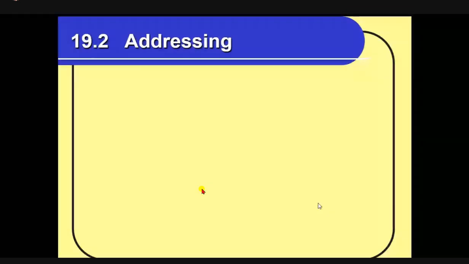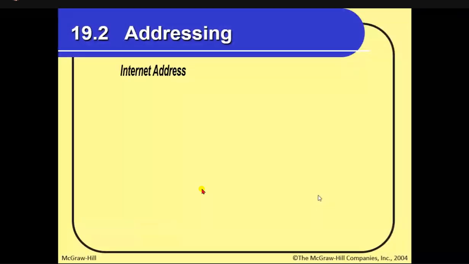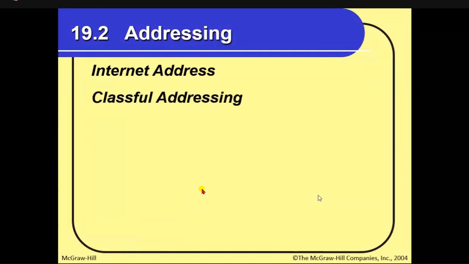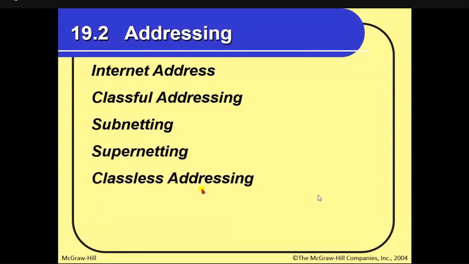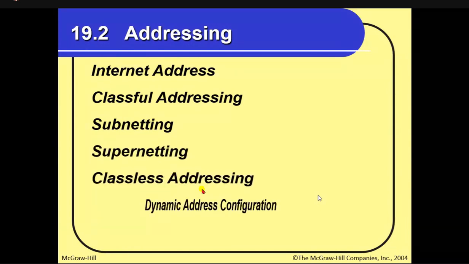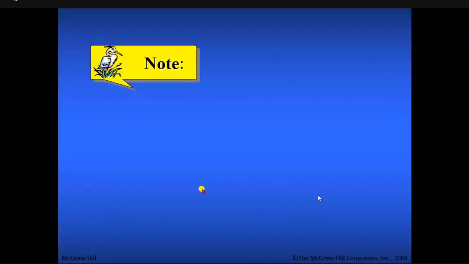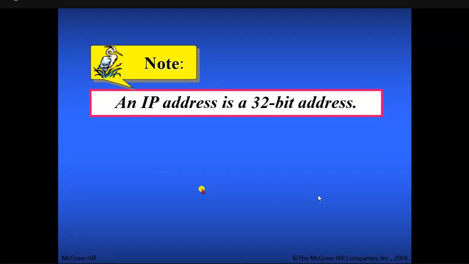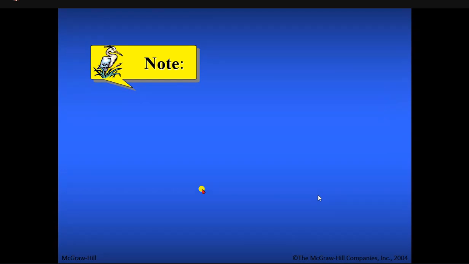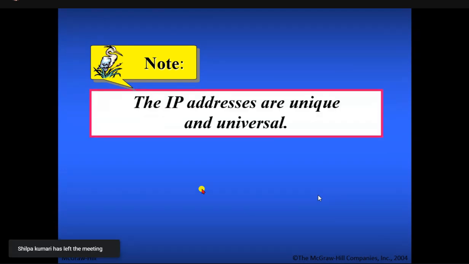Now the addressing is very much important: the internet address, classful addressing, subnetting, supernetting, classless addressing, dynamic address configuration, and network address translation. So an IP address, we know that we are in IPv4. An IPv4 address is a 32-bit address, and IP addresses are unique and universal.